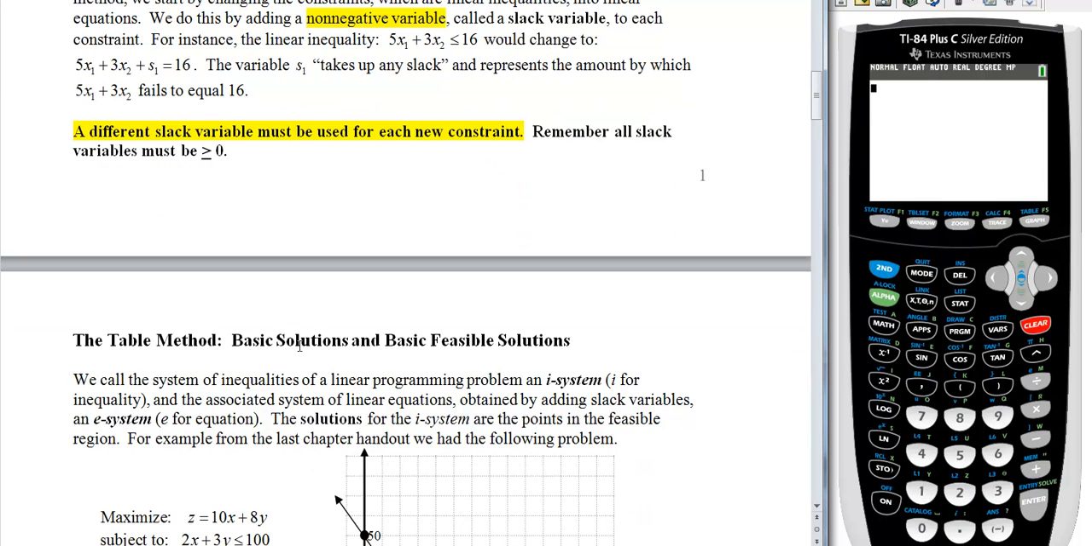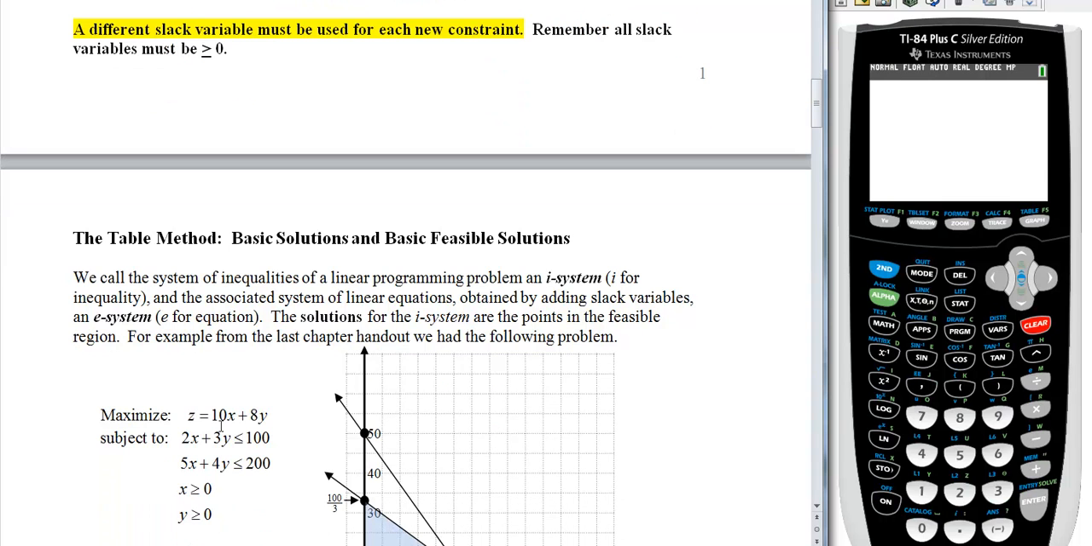Alright, next part. Basic solutions, basic feasible solutions. We call the system of inequalities of a linear programming problem an I system, I for inequality, and the associated system of linear equations obtained by adding slack variables an E system, E for equation. Solutions for the I system are the points in the feasible region.